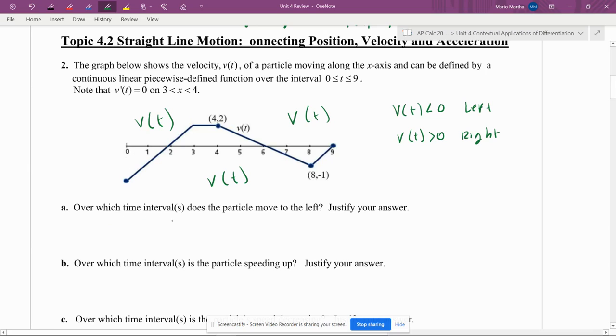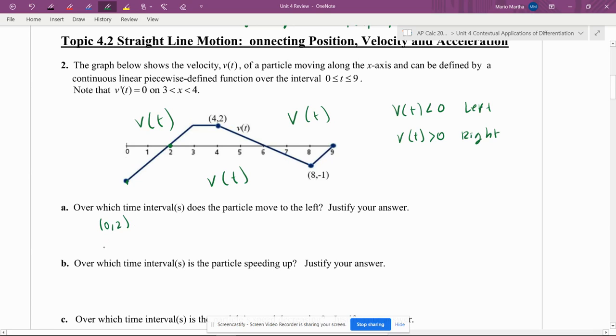So over which time intervals does the particle move to the left? Justify your answer. So right here, we're looking to see it's about between 0 to positive 2. Let's just round it off. So between 0 and positive 2.